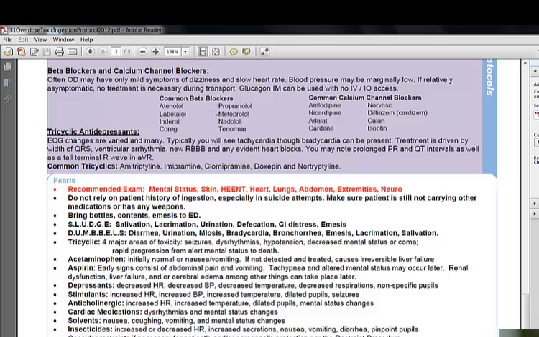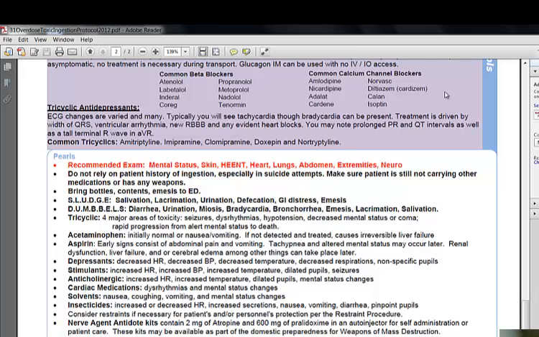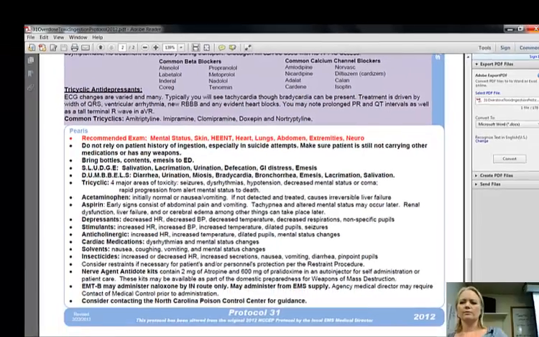Beta blockers and calcium channel blockers. There's a list of common beta blockers and calcium channel blockers on here to help know when to give the glucagon and calcium. They change pretty regularly, but these are the most common. There's also a list of TCAs on here, and some things you can look for in EKG changes that might indicate a TCA overdose.